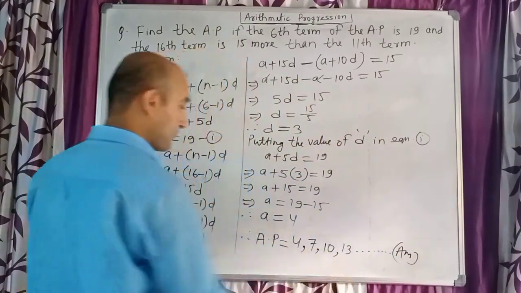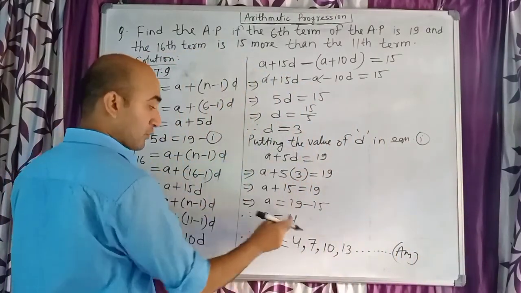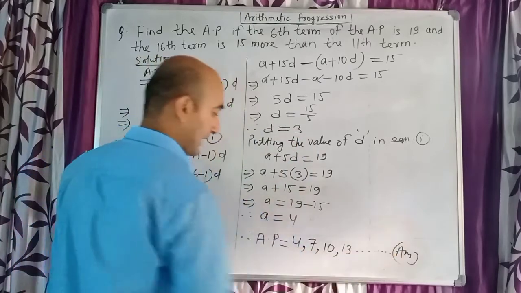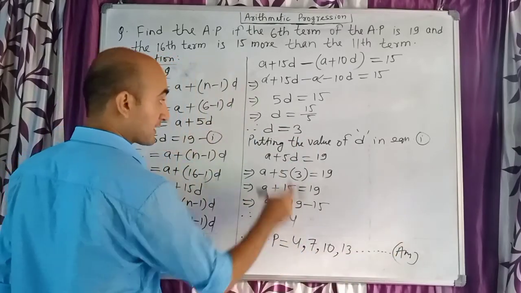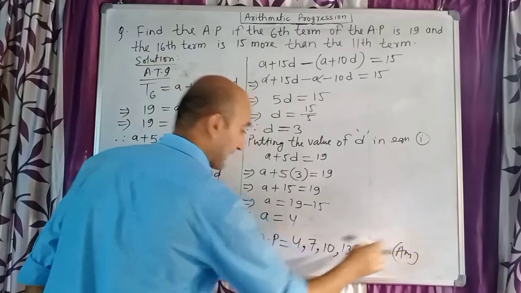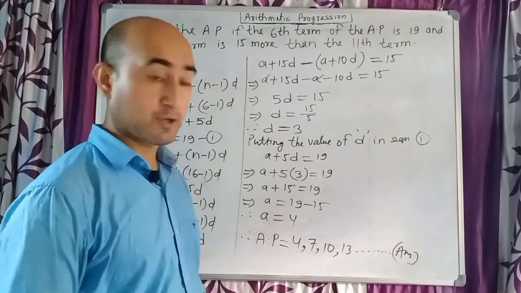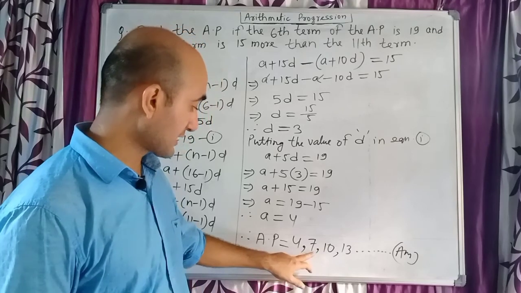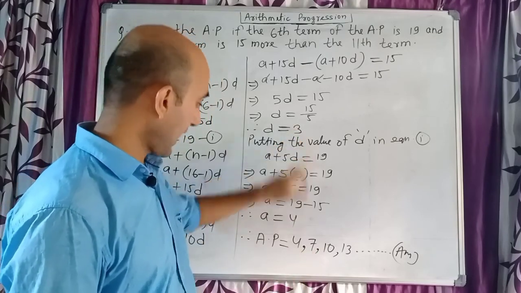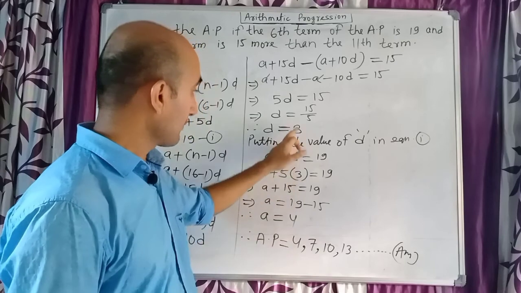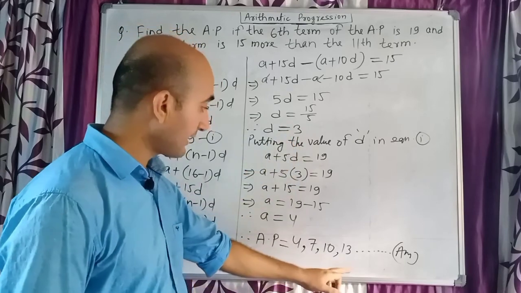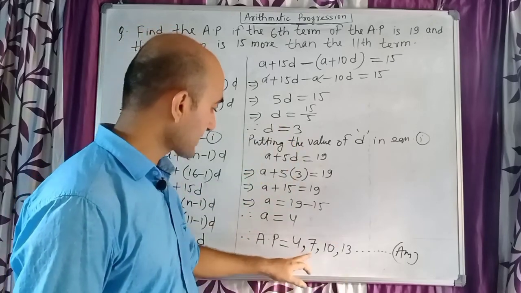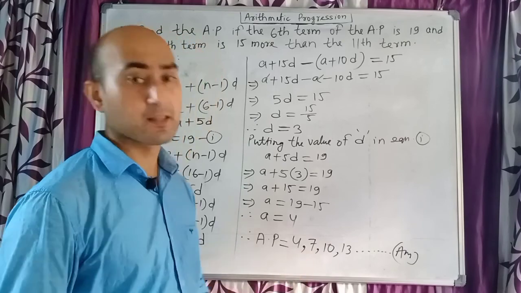So to find the AP, we need a and d, and when we know a and d, we can find the AP. First you write the first term, and then with the common difference, you keep on adding. The AP series will come, because second minus first is the common difference. So 7 minus 4 is 3 only. So I am getting the common difference. That means when I have the common difference, we will add, and when I don't have the common difference, I will subtract the first from the second. This is the way we do.